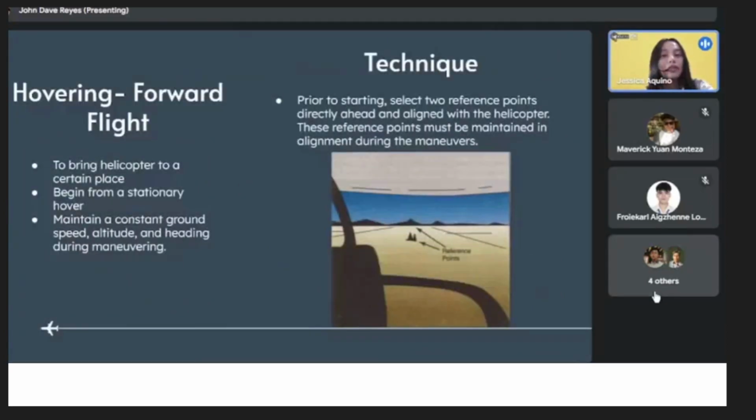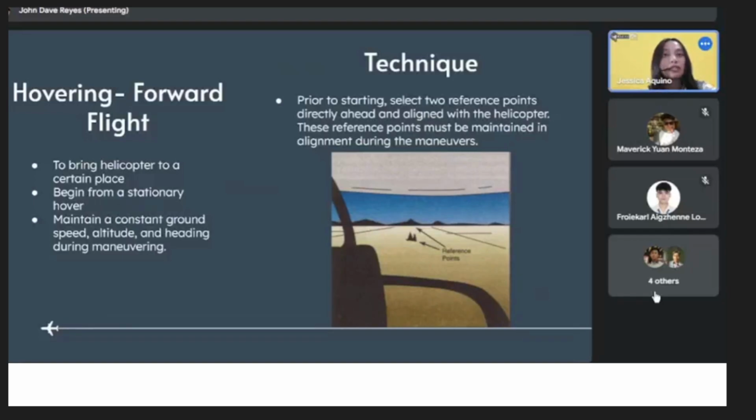So, hovering forward flight is normally used to move a helicopter to a specific location, and it may begin from a stationary hover. During the maneuver, constant ground speed, altitude, and heading should be maintained.